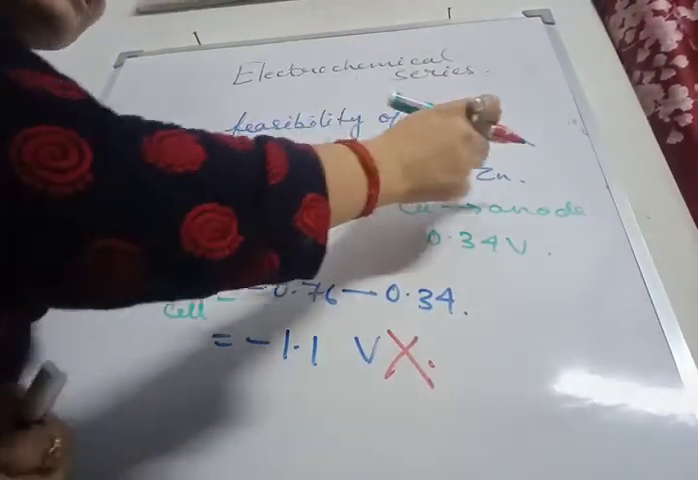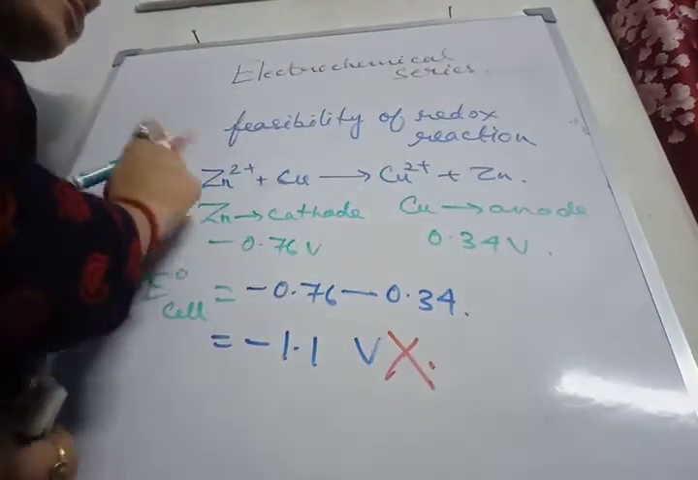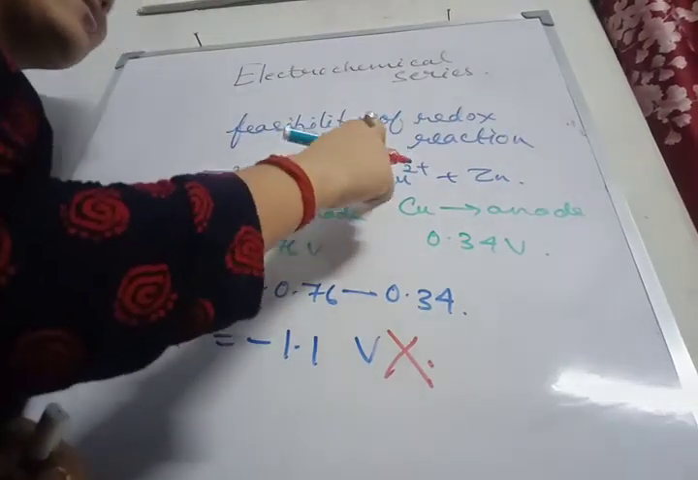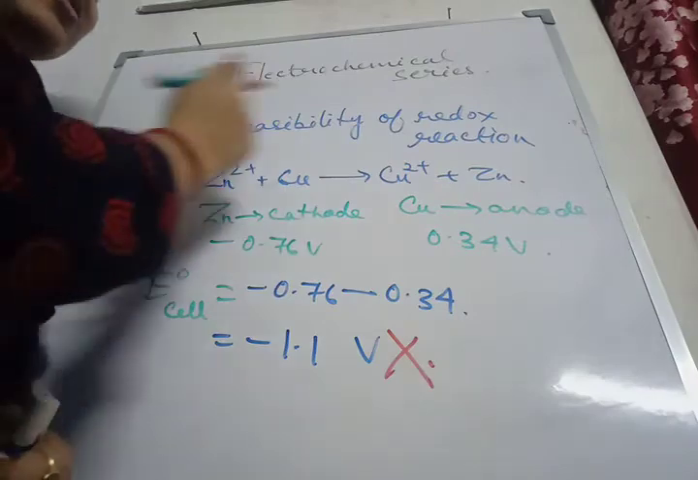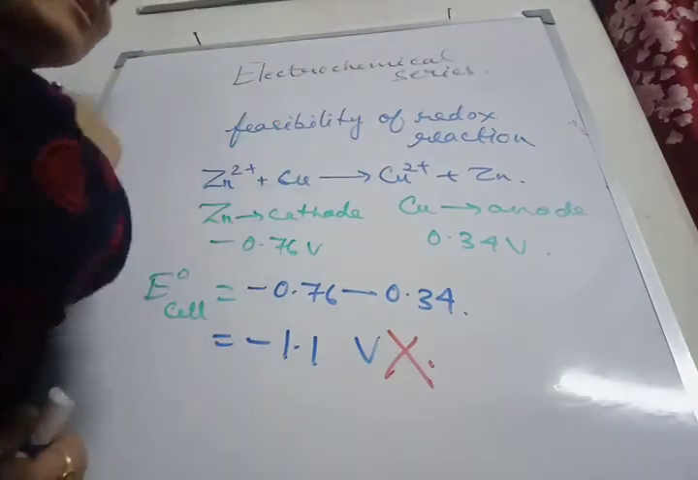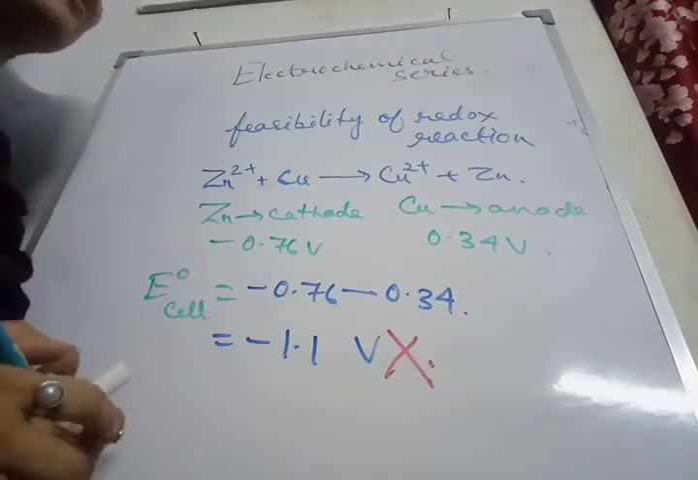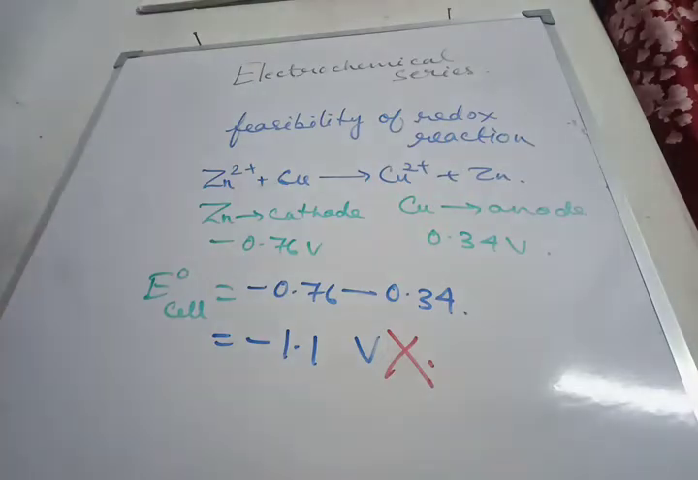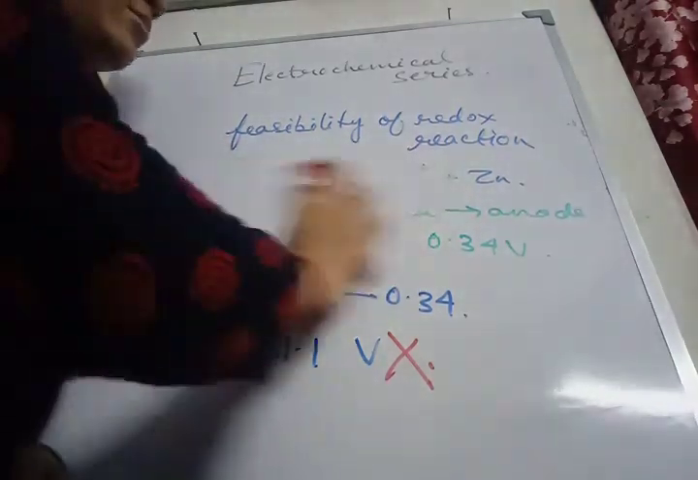Reverse reaction means that zinc will undergo oxidation to Zn2+ and Cu2+ will undergo reduction to Cu. If I consider the reverse reaction, then my E0 cell value will be positive and the reaction will easily proceed. Okay, next application, predicting the strength of oxidizing and reducing agents.